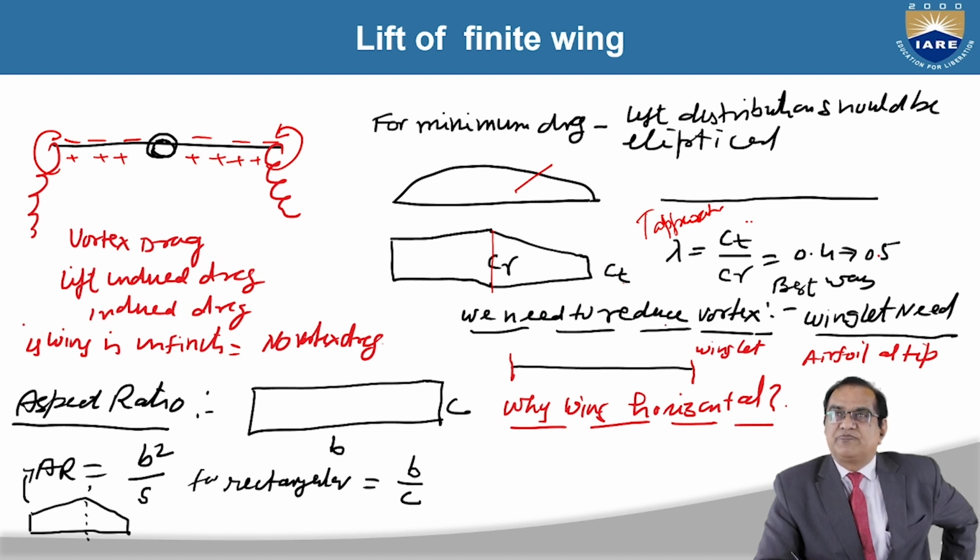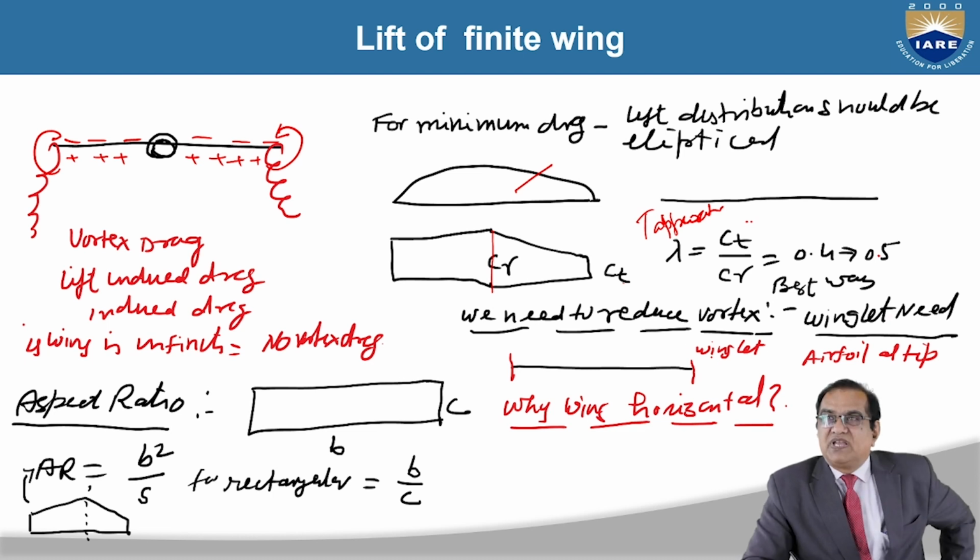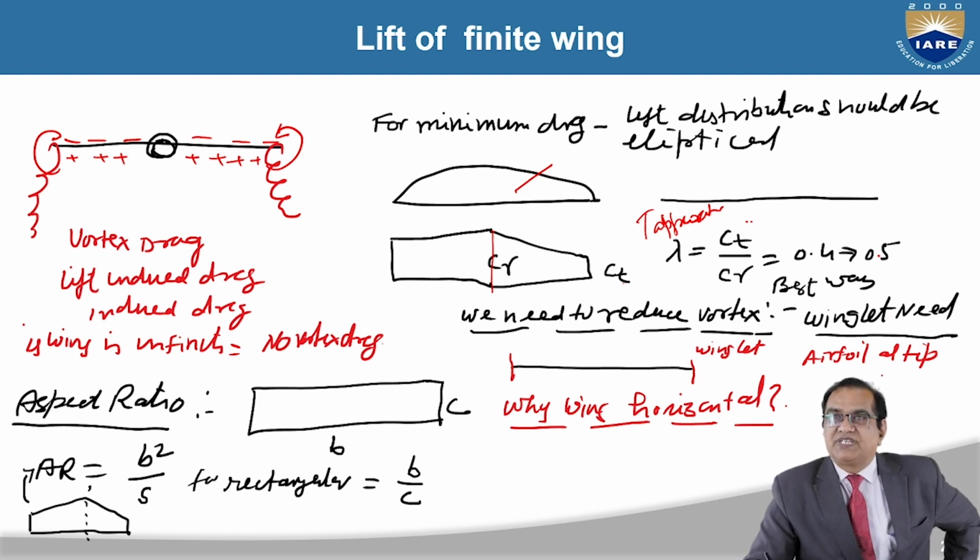So we need to reduce vortex. That is, we need some winglets at the airfoil of the tip. So here we will use the winglet, and here this circulation will be reduced.